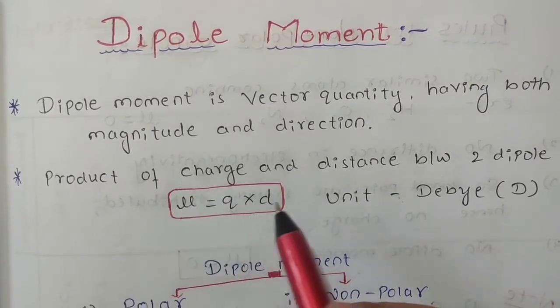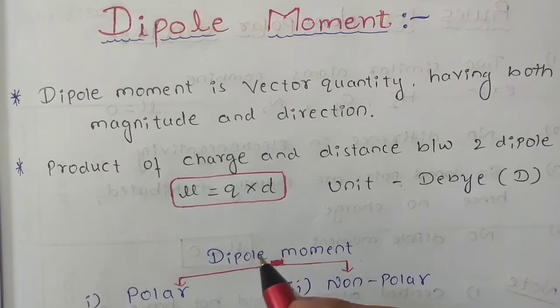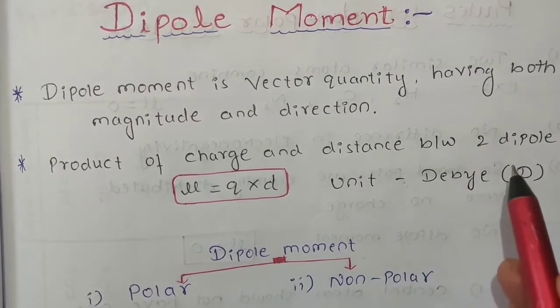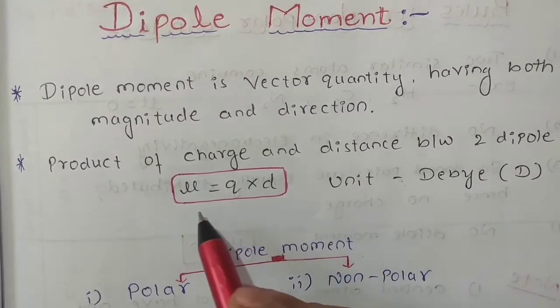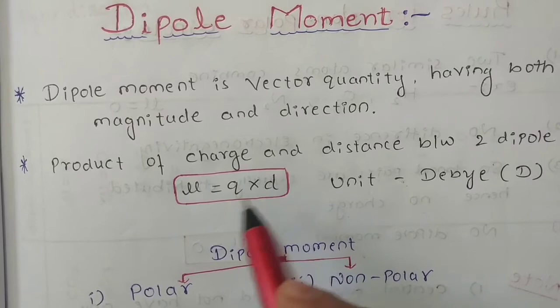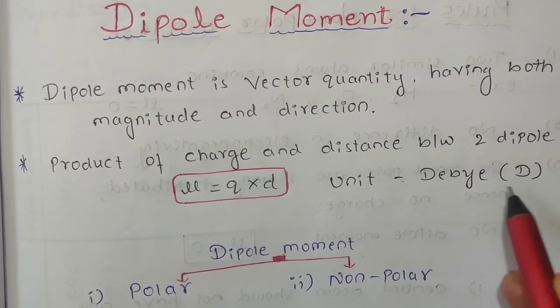You know that dipole moment is a vector quantity, so it has both magnitude and direction. The product of the charge and the distance between the two poles is called the dipole moment. So the formula is mu equals q times d, where d is the distance, q is the charge, and its unit is debye.